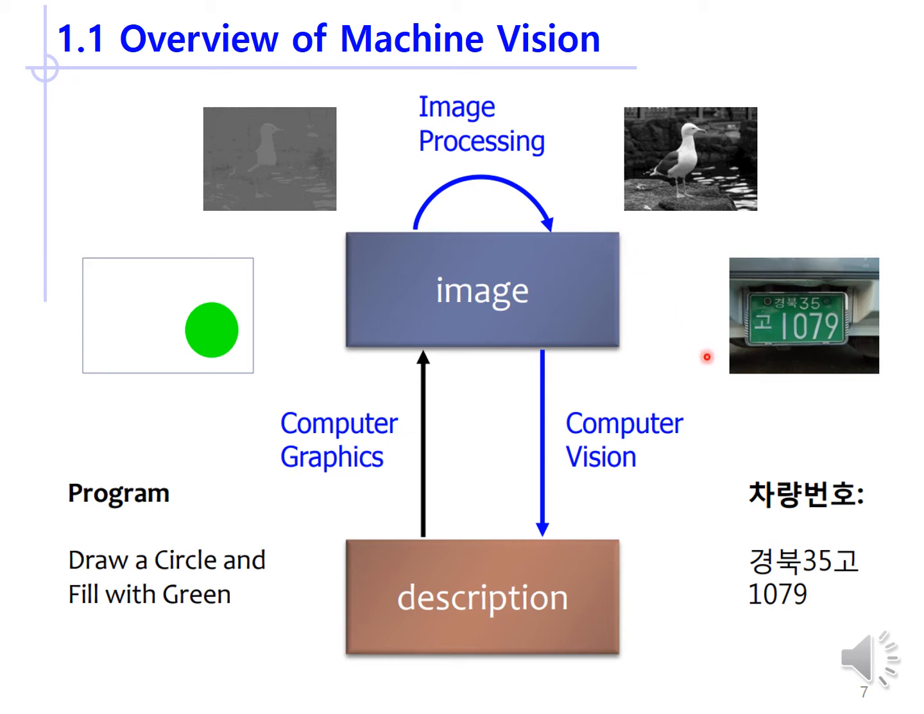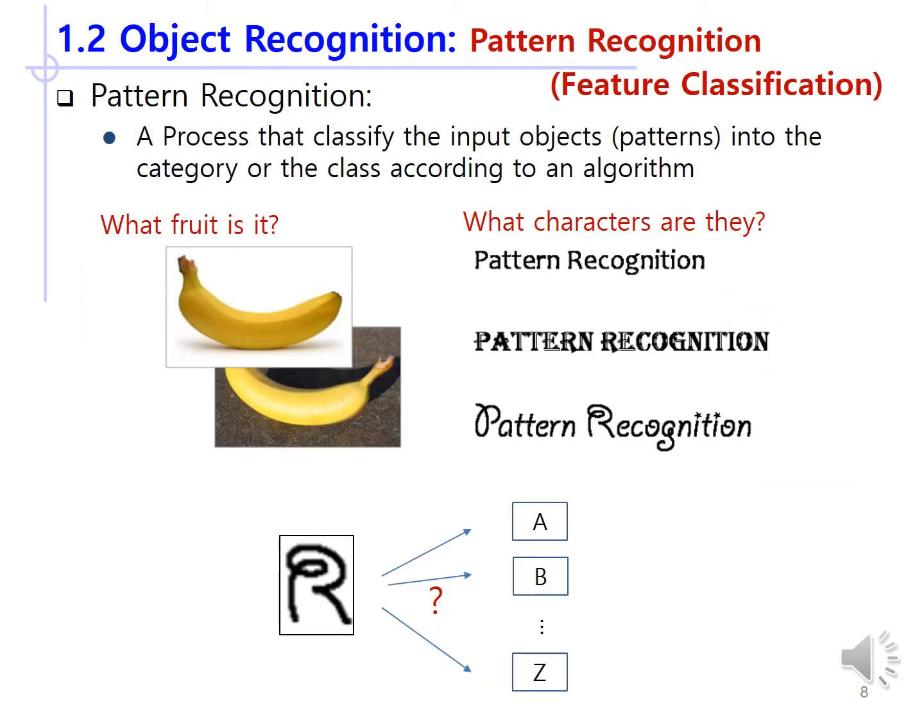You can see the difference between the two images. The right image is much better than the left image. Computer vision is the process that extracts the description of objects from a digital image that consists of numbers. There are car plate numbers, and the computer vision system can recognize the meaning of that.